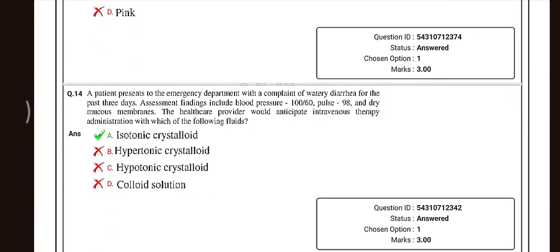A patient presents to the emergency department with a complaint of watery diarrhea for the past 3 days. Assessment findings include a blood pressure of 100/60, pulse rate of 98 and dry mucous membranes. The healthcare provider would anticipate intravenous administration of which fluid? Those are symptoms of a patient going into shock, so resuscitate the patient using isotonic crystalloids, for example normal saline, and oral fluids.